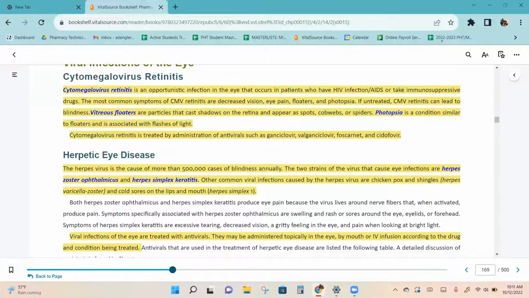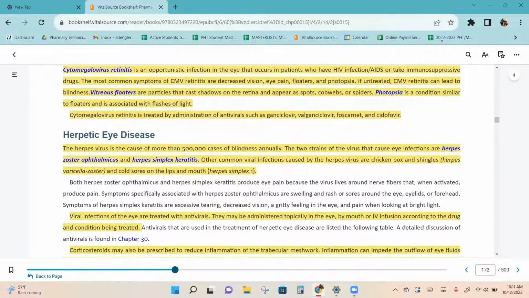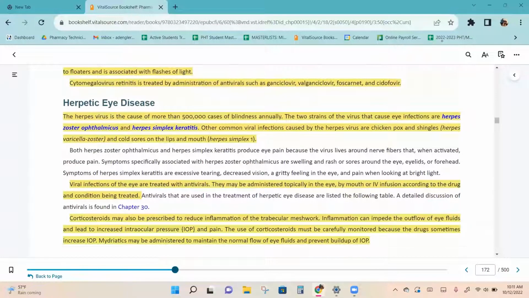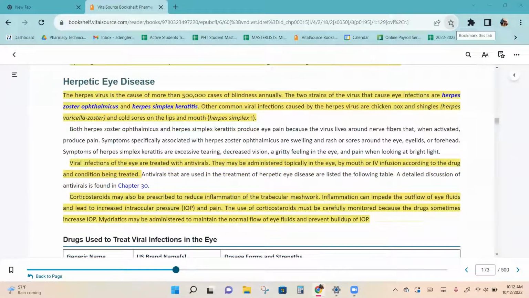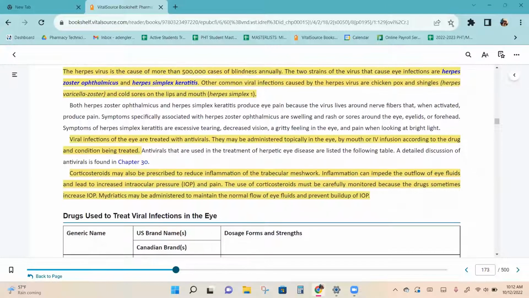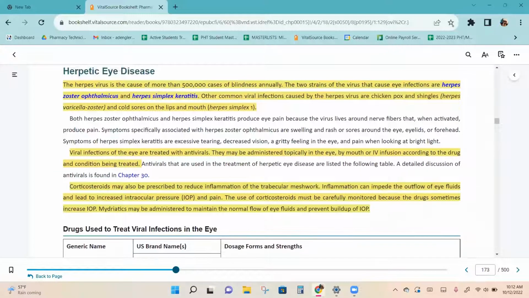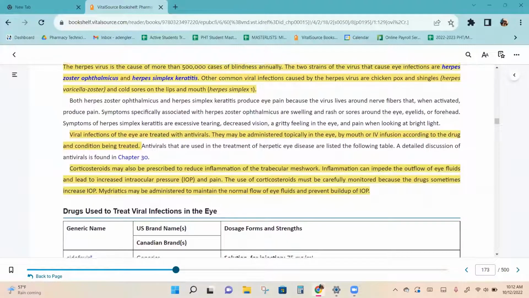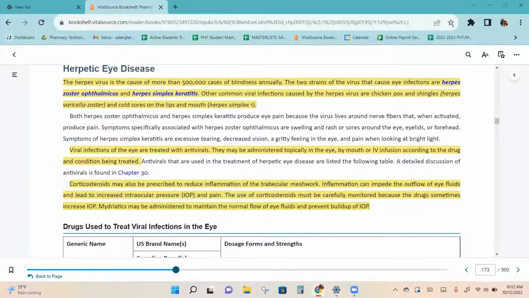Cytomegalovirus retinitis is treated by administration of antivirals such as ganciclovir, valganciclovir, foscarnet, and cidofovir. The herpes virus is the cause of more than 500,000 cases of blindness annually. The two strains of the virus that can cause eye infections are herpes zoster and herpes simplex keratitis. Other common viral infections caused by the herpes virus are chickenpox and shingles, and cold sores on the lips and mouth, which is herpes simplex 1.